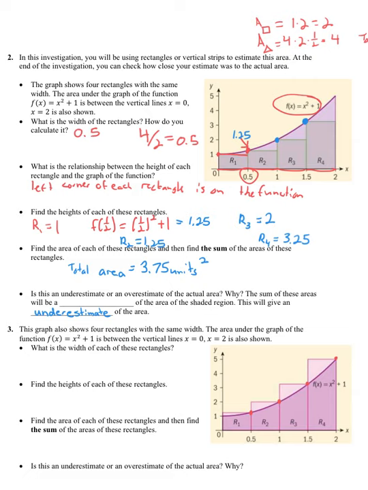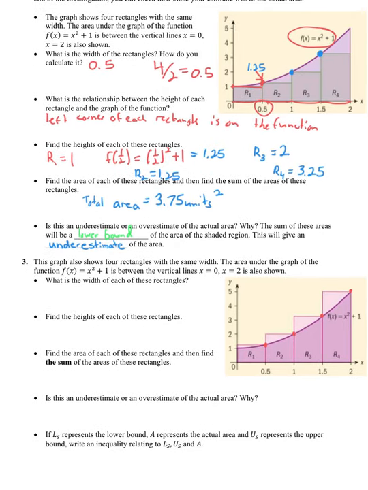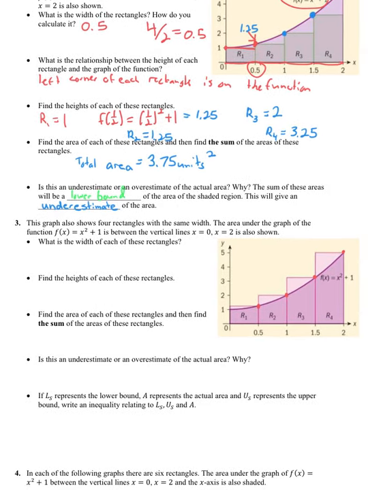And what we're going to do is we're going to call this the lower bound. The sum of these areas will be a lower bound of the area of the shaded region. The area should not be lower than this number, 3.75 units. That's what a lower bound means. We can do the same thing with these other rectangles here using the right-hand side method instead.